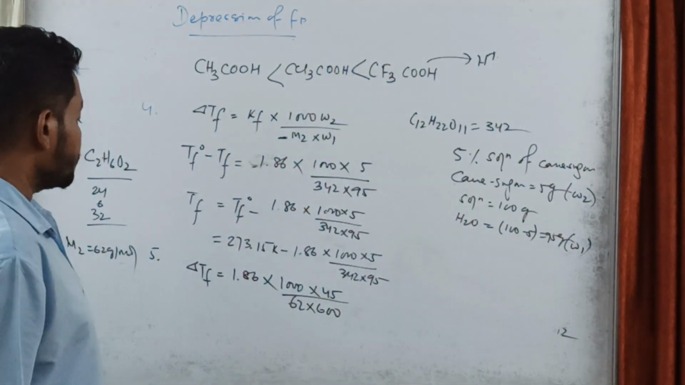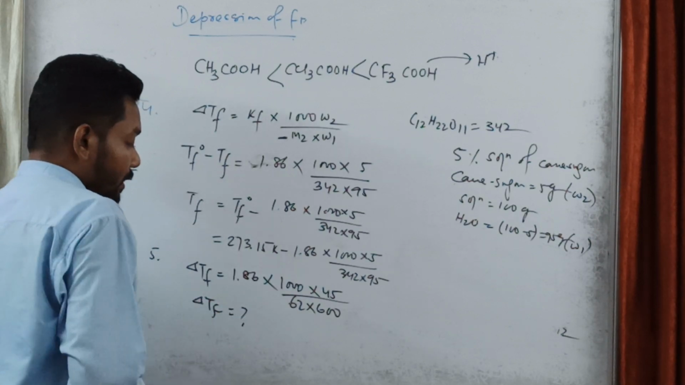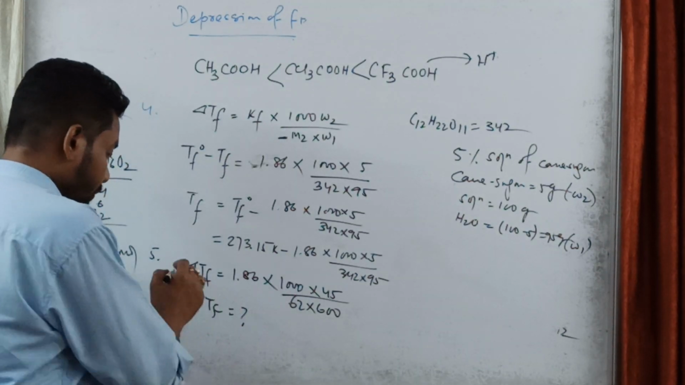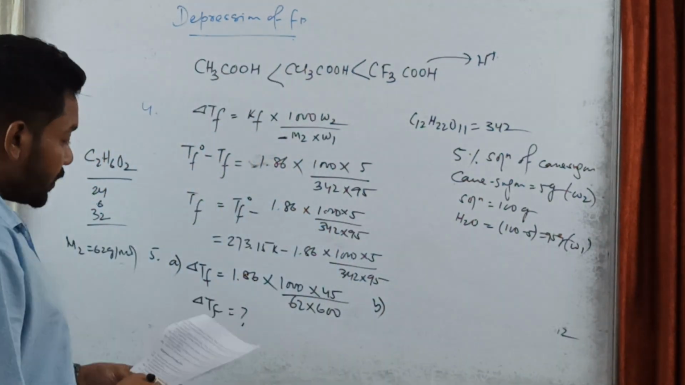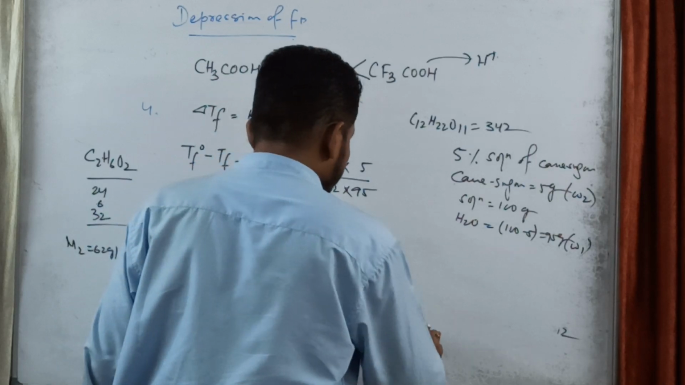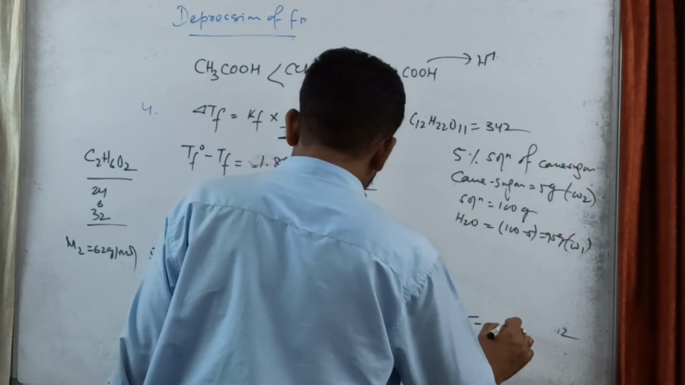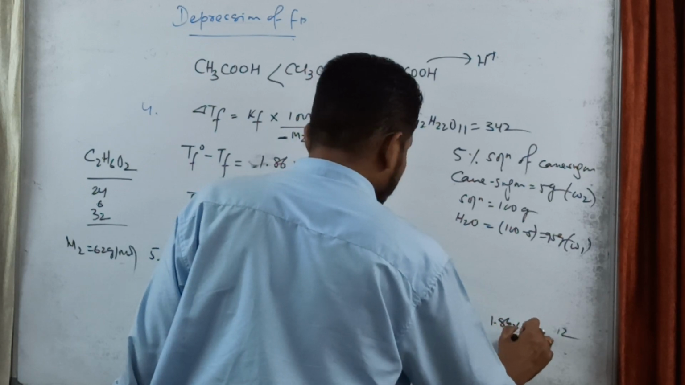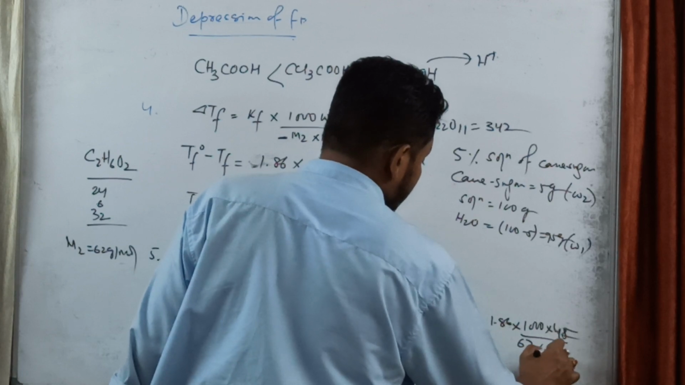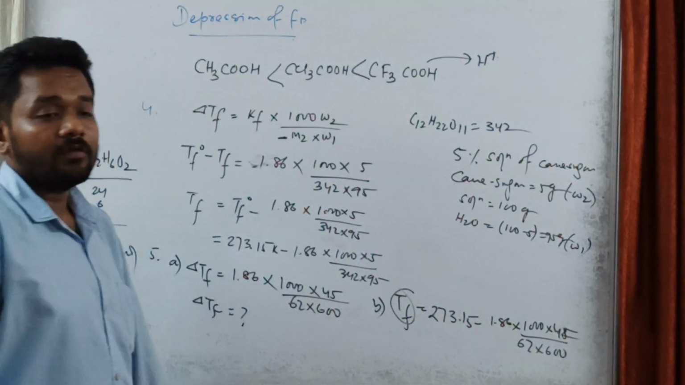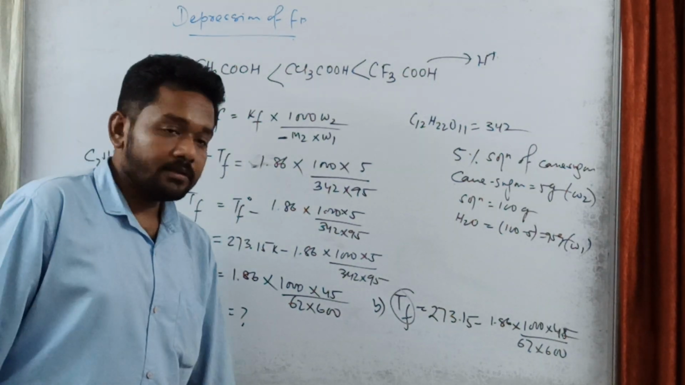Okay. So delta Tf you can easily get by that method. Delta Tf, that is the depression of freezing point, that is part A, and B they are saying the freezing point of the solution. Again the freezing point of the solution should be 273.15 because it is water, minus 1.86 into 1000 into 45 divided by 62 into 600. So that will give you the Tf, that means the freezing point of the solution. Okay, by that way you can easily calculate it.